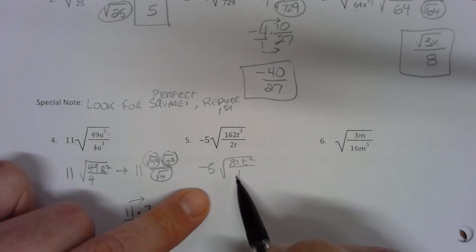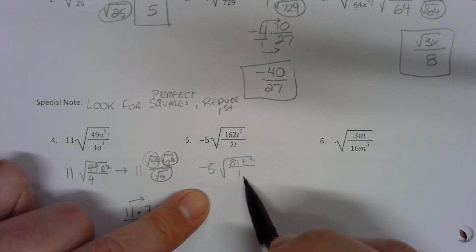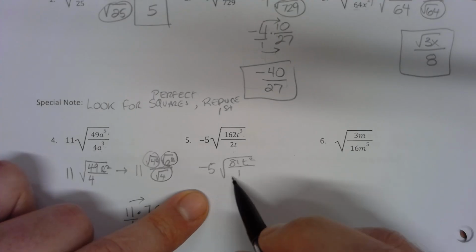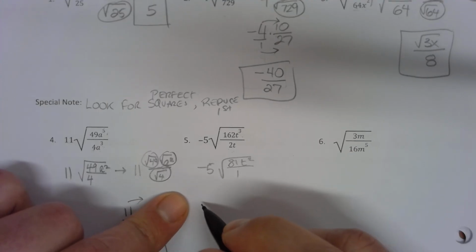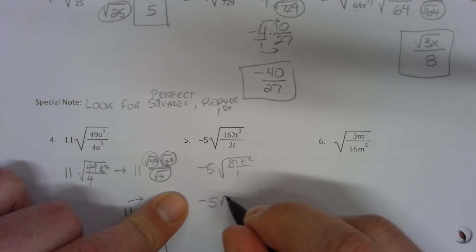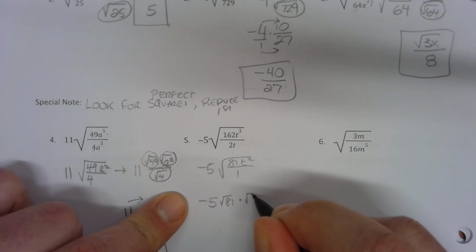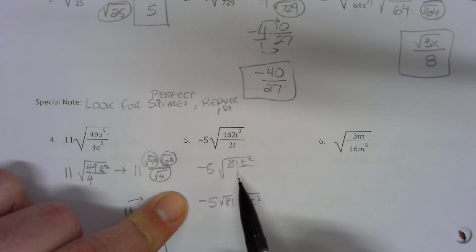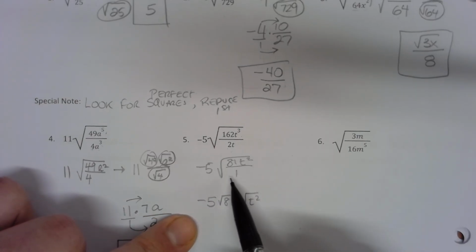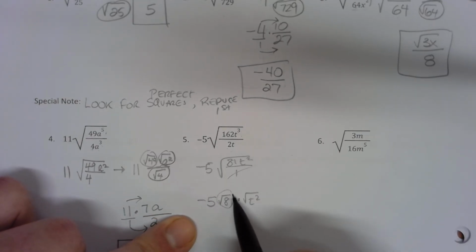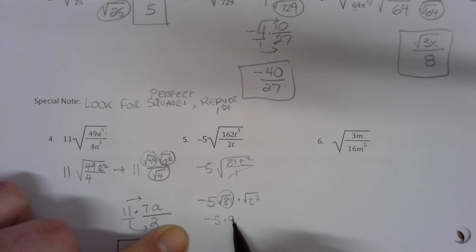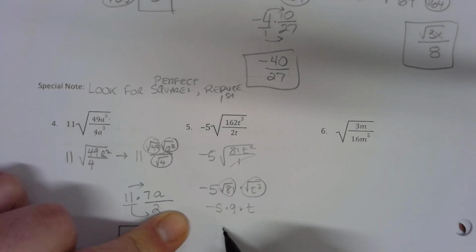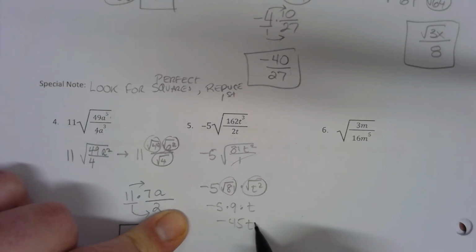So this technically is a fraction because it's over 1, but I'm not sure I need to do the square root of the top and the square root of the bottom. Negative 5 times the square root of 81 times the square root of t squared. I could say that divided by the square root of 1, but the 1 is not necessary in the denominator. We don't need that. Negative 5 times 9 times t. So our final answer is negative 45t.